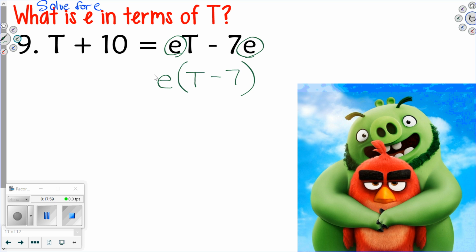All right, guys, take a look at what I did. I undistributed it. When you have more than one, pull it out in front, right? Just like if I gave this to you, E times T minus 7, and you distributed, that would become ET minus 7E, right? You would have put an E with each of them. So pull that back out front, undistribute.